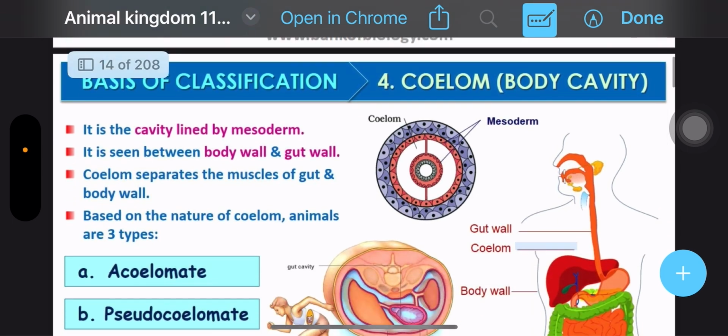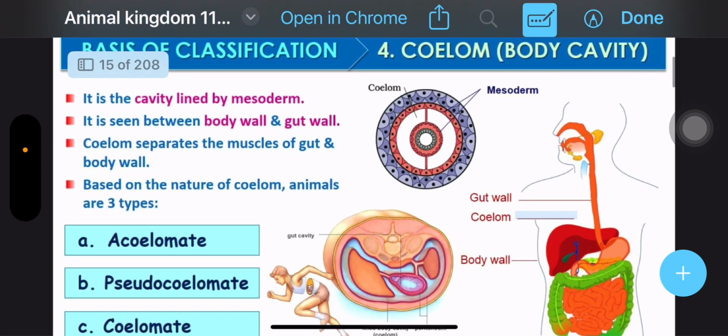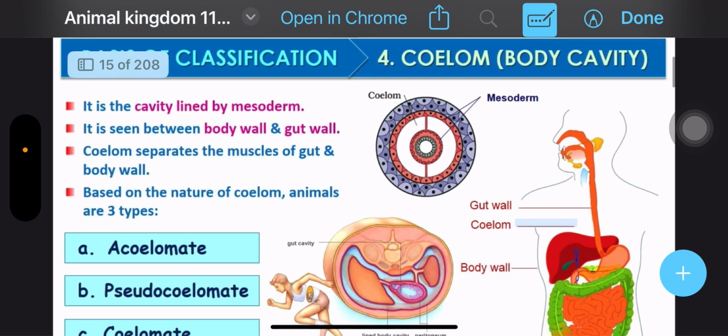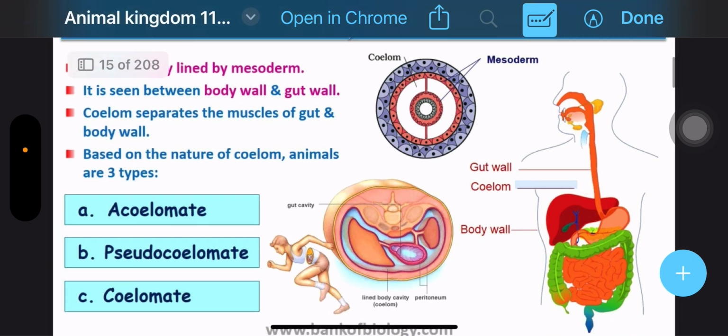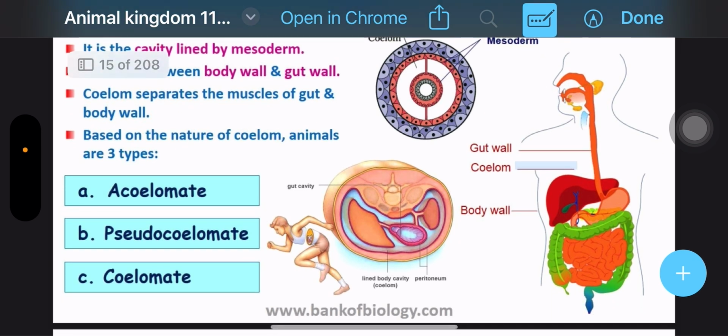Now we'll go for the coelom, the fourth one. Coelom means body cavity. It is the cavity lined by the mesoderm. It is seen in between the body wall and the gut wall. The gut wall is the digestive tract, check in the picture. Gut wall and body wall, between them there is a cavity.